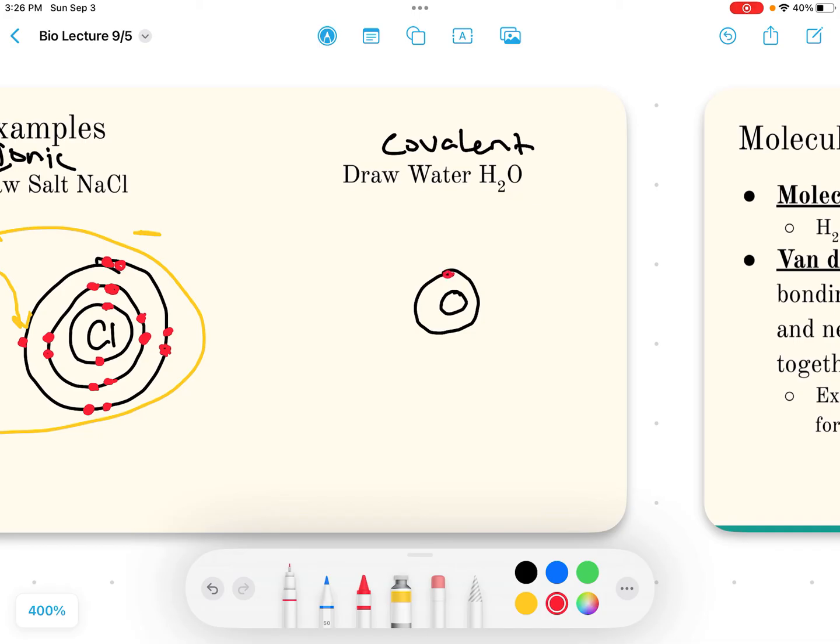So we have 1, 2. Draw my next ring. 3, 4, 5, 6, 7, 8. Again, the only reason I drew it this way was to make our drawings just a little bit easier. Okay, so I have 2 empty spots here where they don't have buddies to move on to the next ring. So what's going to happen is each side is going to gain a hydrogen.